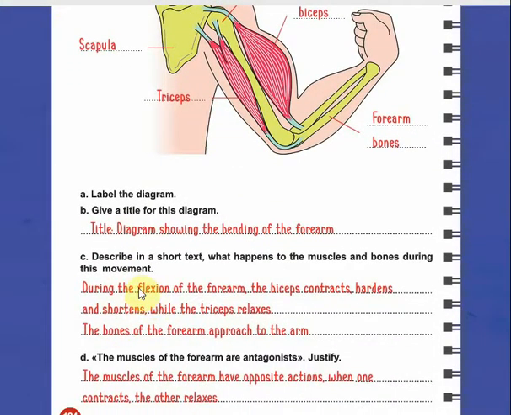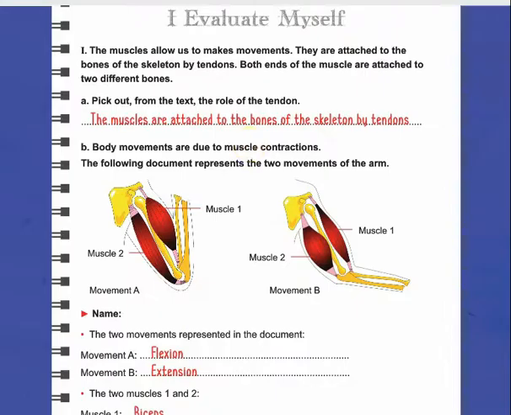I want you to study this page, and you have to memorize also what happens during flexion and what happens during extension. During flexion, as shown in this figure, this is a flexion of the forearm. The biceps contracts. What does contracts mean? It hardens and shortens, while the triceps relaxes and the bones of the forearm approach the arm. Okay? You have to study this page also.